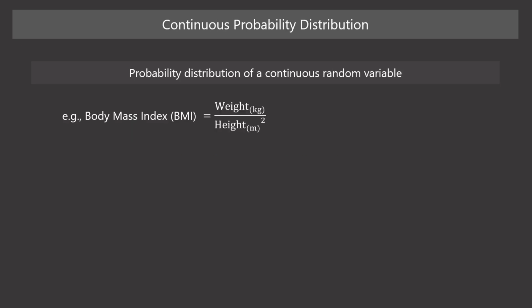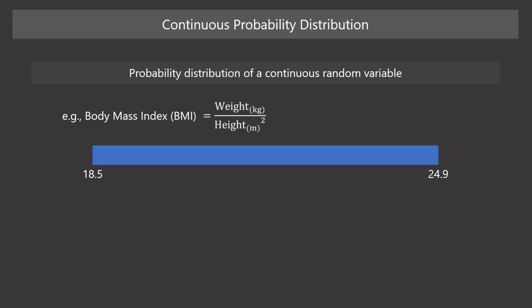Probability distribution of a continuous random variable is called a continuous probability distribution. Body mass index, BMI, is an example of continuous variables. BMI is the body weight divided by the square of the body height. Both weight and height are continuous variables, so BMI is also a continuous variable.